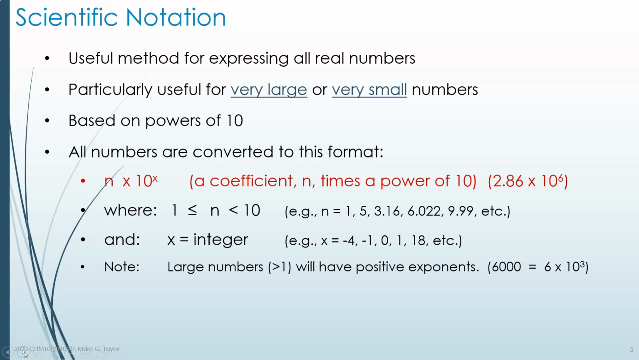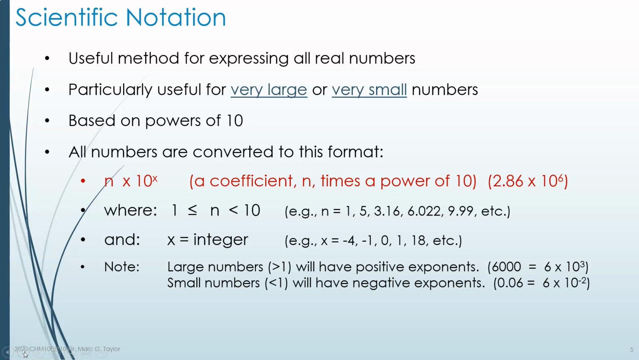When you use scientific notation, if you have a power of 10 that's 0 or positive, 0, 1, 2, 3, 4, 5, etc., that represents a large number. So numbers greater than 1 will have 0 or positive exponents. For example, 6,000 is equal to 6 times 10 to the 3. 10 to the 3 is 10 times 10 times 10, or 1,000. Therefore, 6 times 10 to the 3 is really equal to 6 times 1,000, or 6,000.